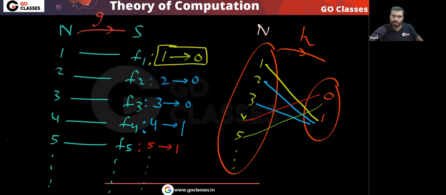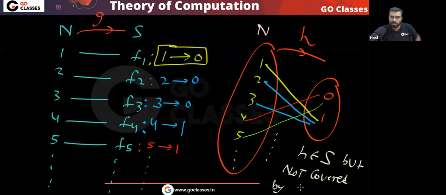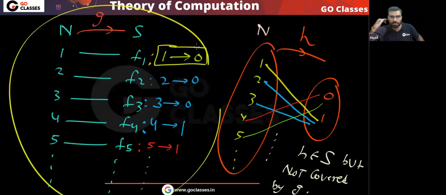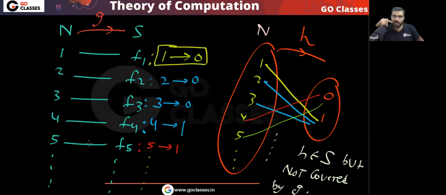And so on, and so on. So you got this h. Now you can notice this h is not covered in this G. This h belongs to S, but not covered by G. So I can say this G is not a bijection. This bijection that you took is not a bijection. So no bijection exists. So this set S is uncountable.